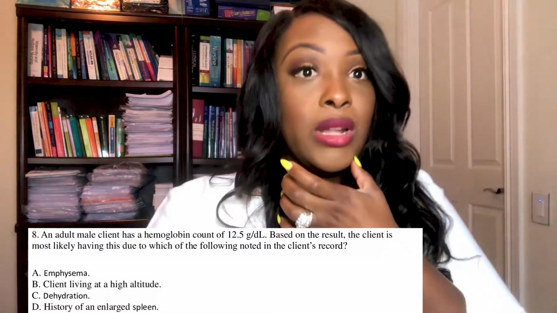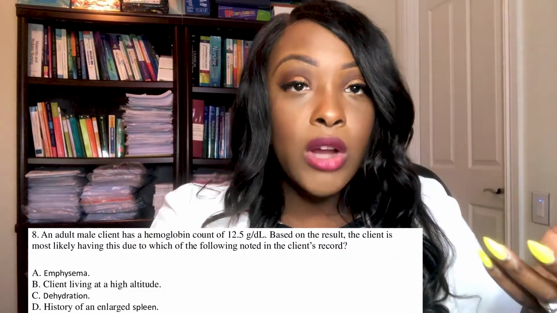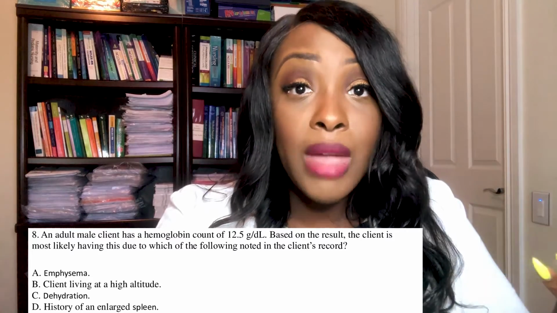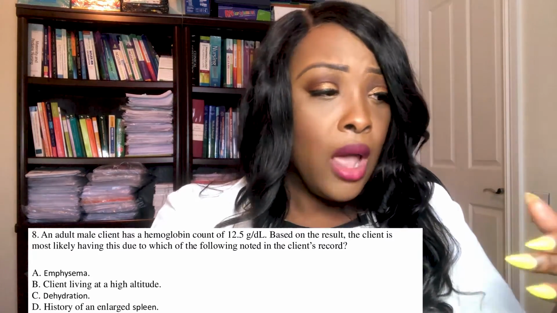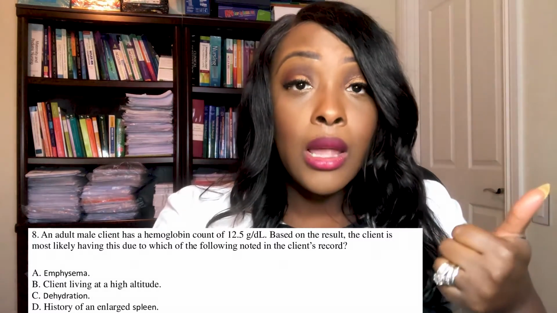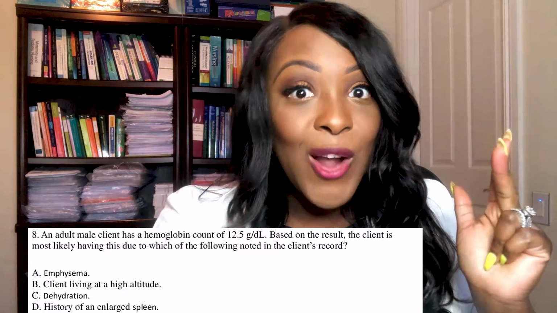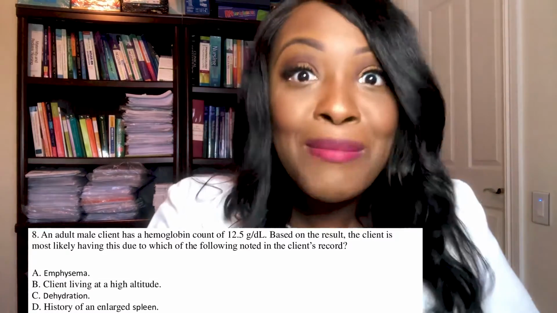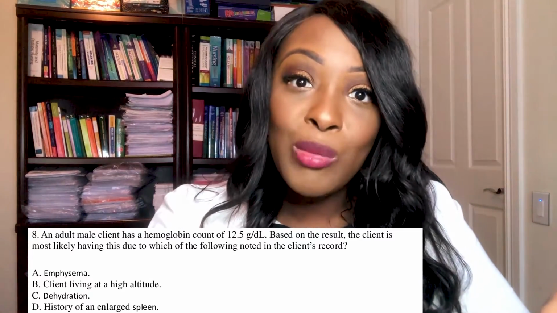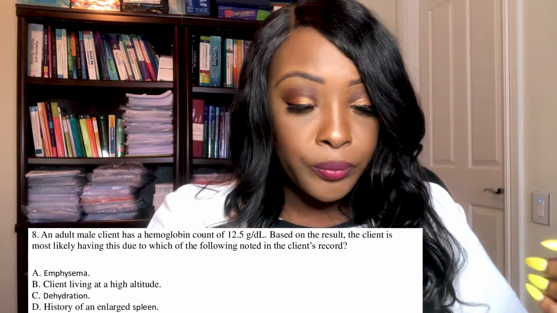The correct answer is D, history of an enlarged spleen. This is what's called splenomegaly. When patients have this, guys, it decreases the number of WBCs, platelets, and RBCs. What's inside of the RBCs? Hemoglobin. So we would see the hemoglobin go down in this type of patient. Let's look at our other choices.